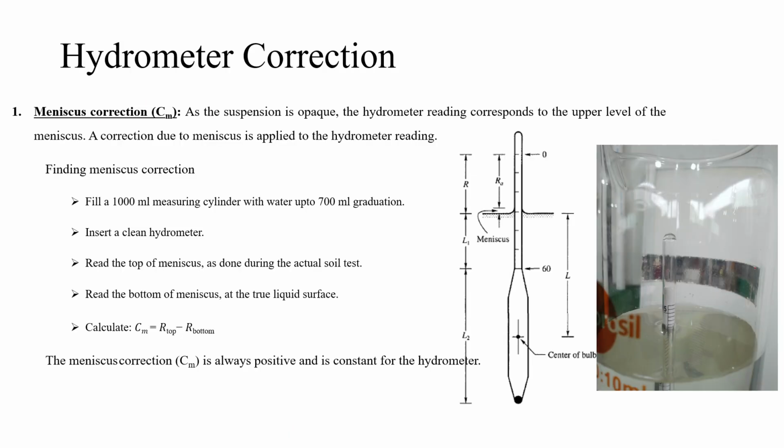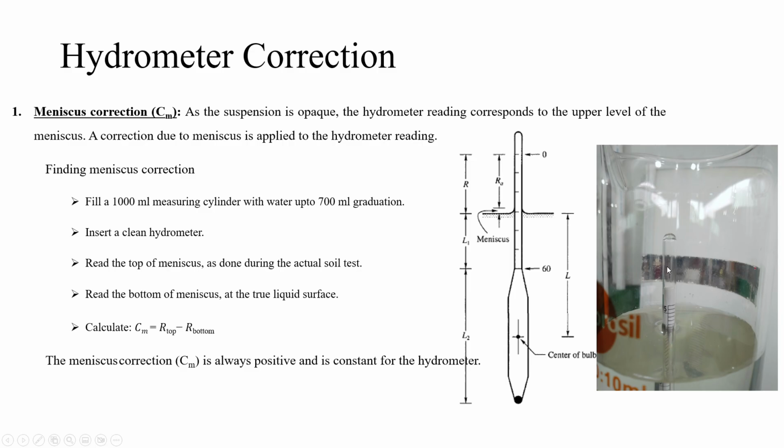Now, when we take the hydrometer reading, this reading has some error. So we will understand those errors and why those errors occur, and accordingly we need to apply some corrections. The first correction which we will study is meniscus correction.